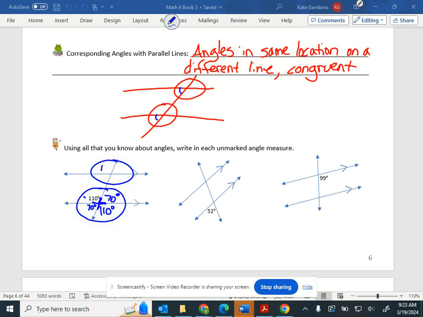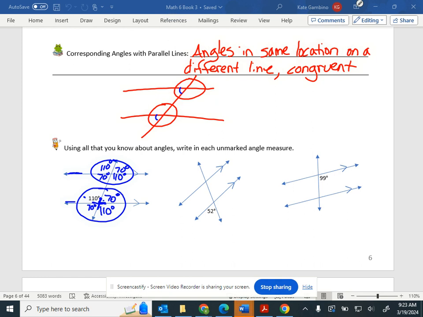So all of these angles, I can just fill in right like this because they look the exact same. So when we do those corresponding angles, you find out one vertical angle, and then you put it on top to the other parallel line. It has to be parallel lines. So in order to be corresponding angles, they must be parallel lines. Any questions on the corresponding angles?